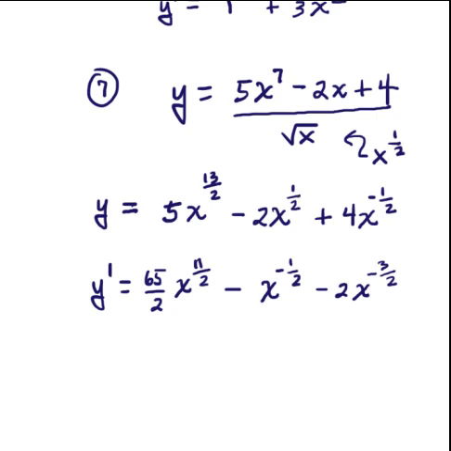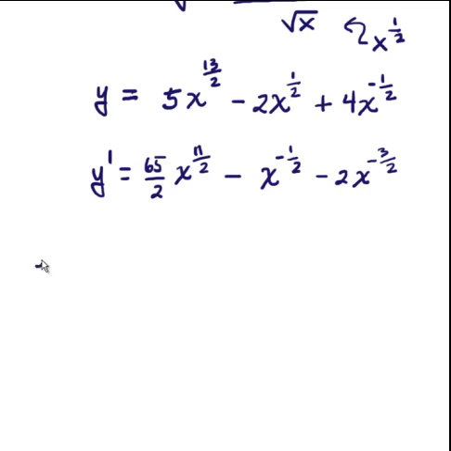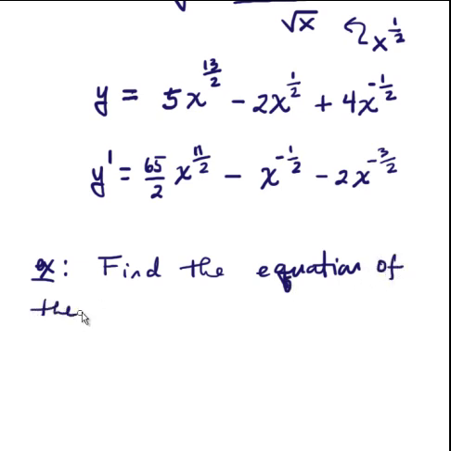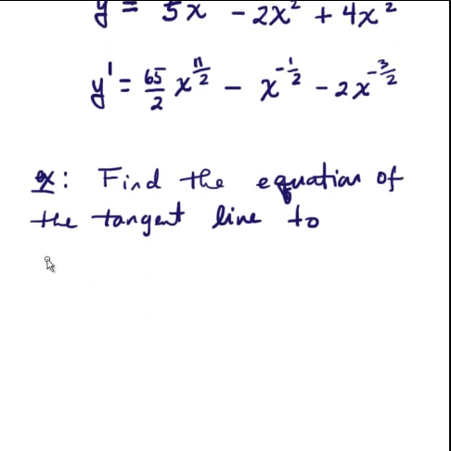So we're going to do one last example. Okay, so find the equation of the tangent line to y equal x cubed minus 3x squared plus 4 at point x equal 1.